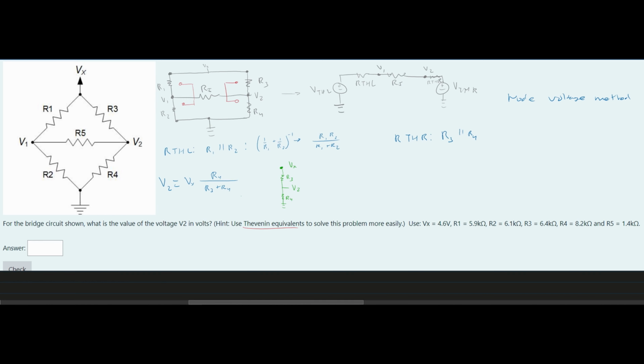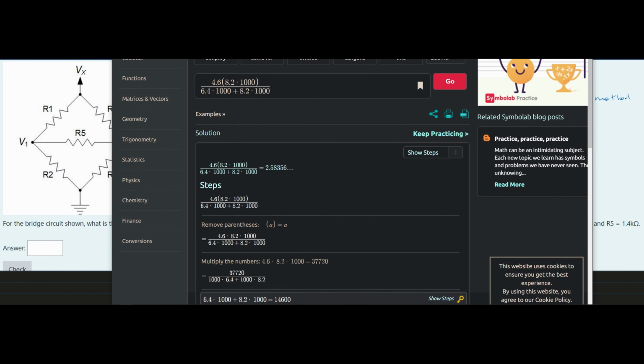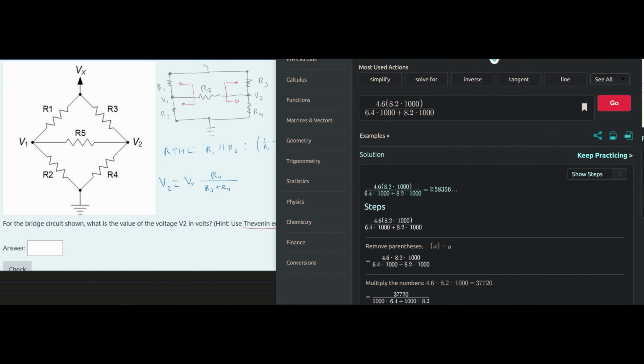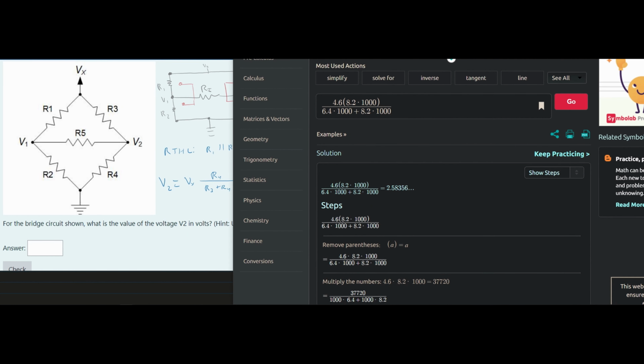Now we can just plug everything in, our Vx and our R4, R3, which were given to us. If we do that, plugging it into Symbol Lab, just like this, we are going to get the following, which is 2.58356. And that is going to be the answer for this problem.